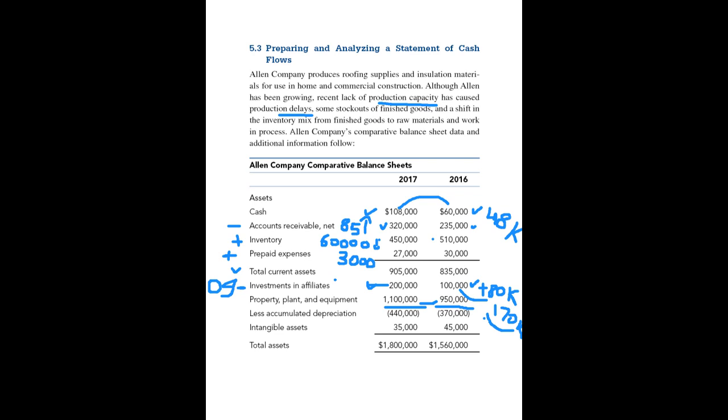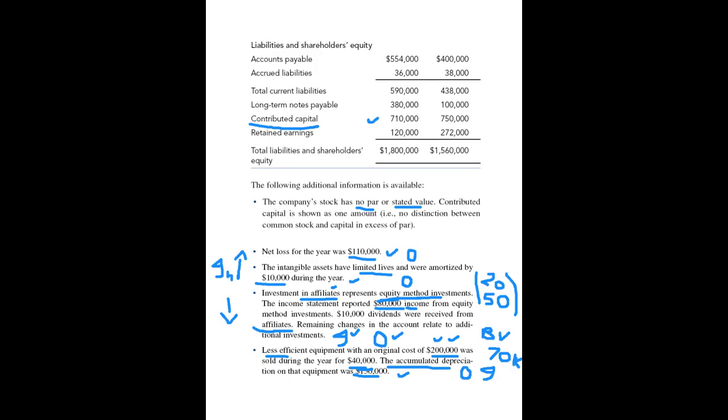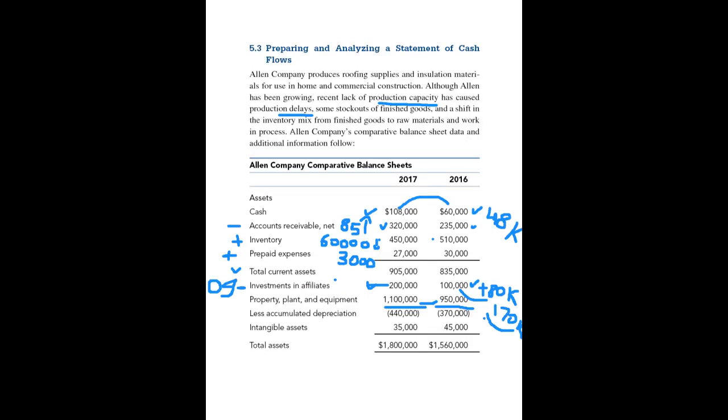So let's check what the cost of that equipment was. It's over here, point number 4. Less efficient equipment with an original cost of 200,000. So the original cost of the equipment was 200,000, but don't forget that they are also giving us a cumulative depreciation amount. So let's figure out how much the changes are. I'm going to take this 200,000 into consideration to calculate the investing activity part.